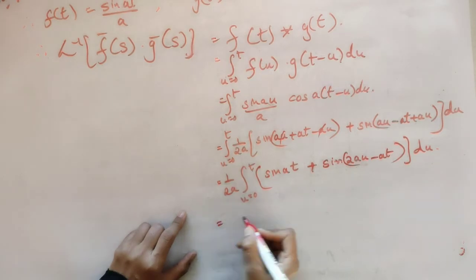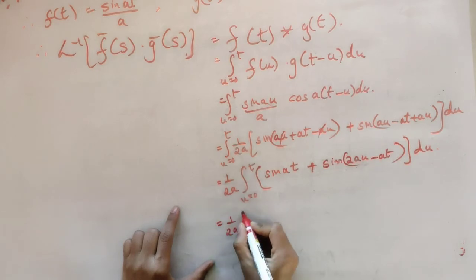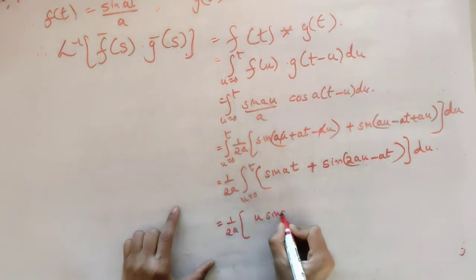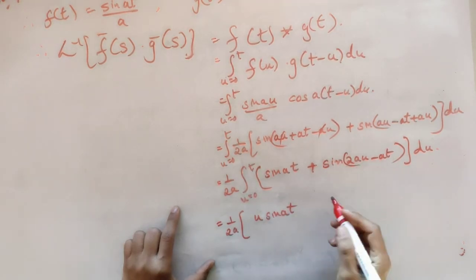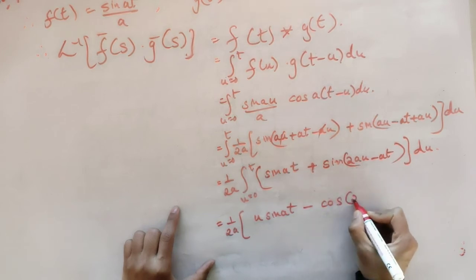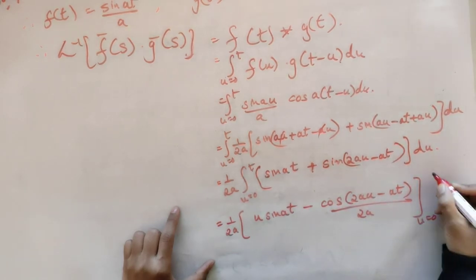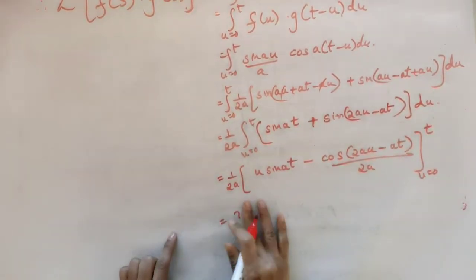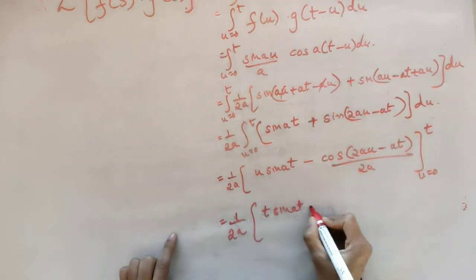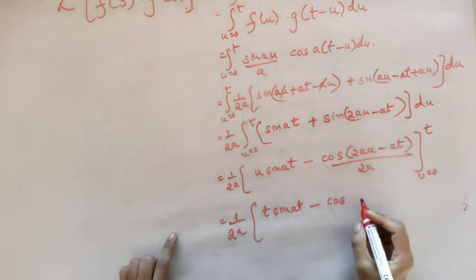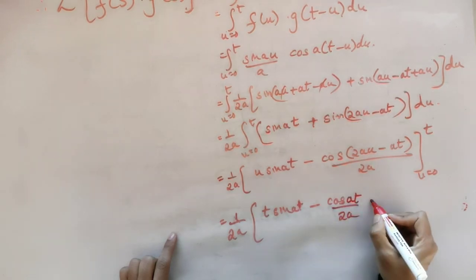Now integrate it, since we are integrating with respect to u. So sine at is constant for us. Integration of a constant with respect to u will be u times that constant plus integration of sine of 2au minus at. Integration of sine is minus cos of 2au minus at divided by the coefficient of u, which is 2a, with u going from 0 to t. Now substitute the upper limit and the lower limit. 1 by 2a. If you put u as t, it will be t sine at minus cos of 2at minus at, it becomes cos at by 2a. This is the upper limit minus the lower limit.